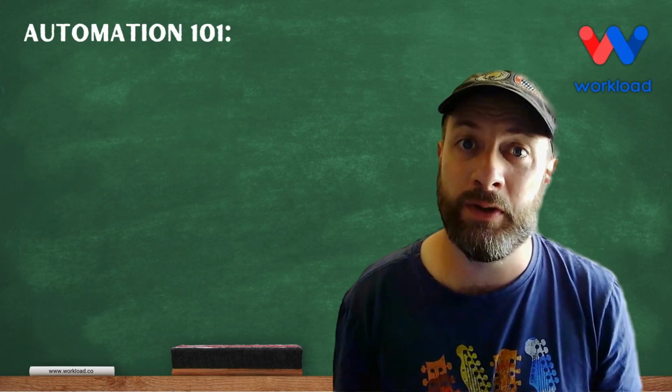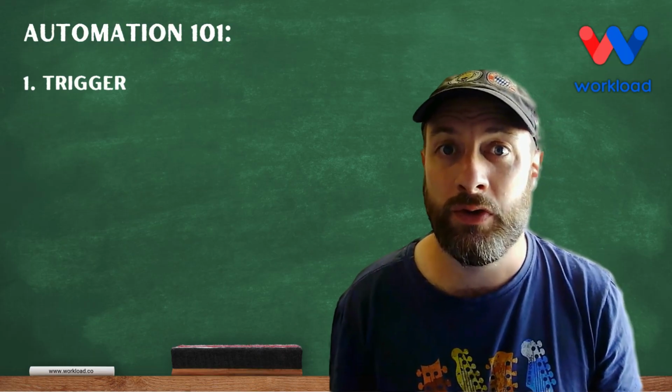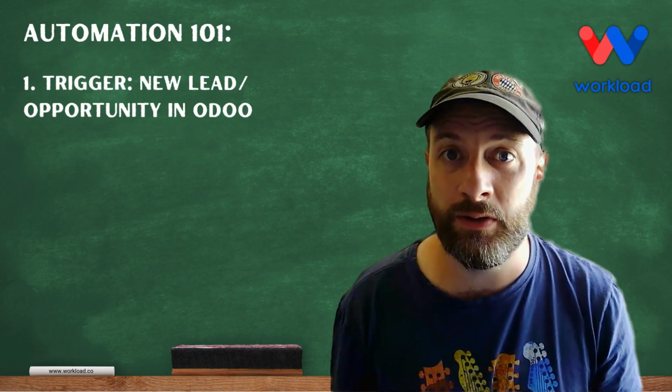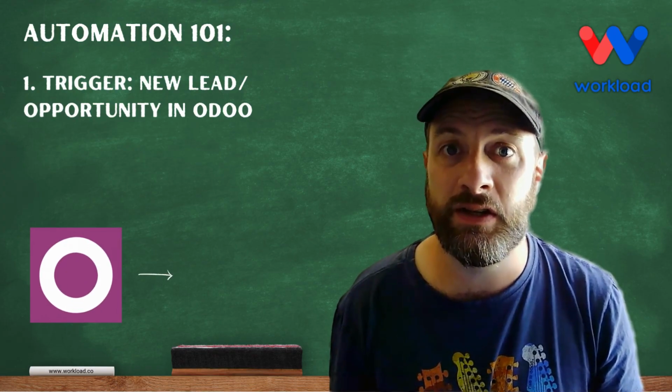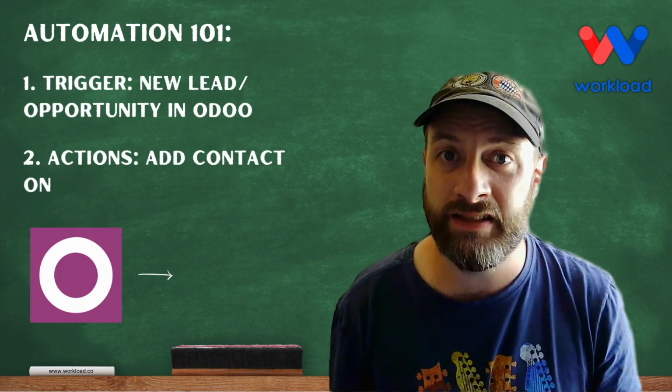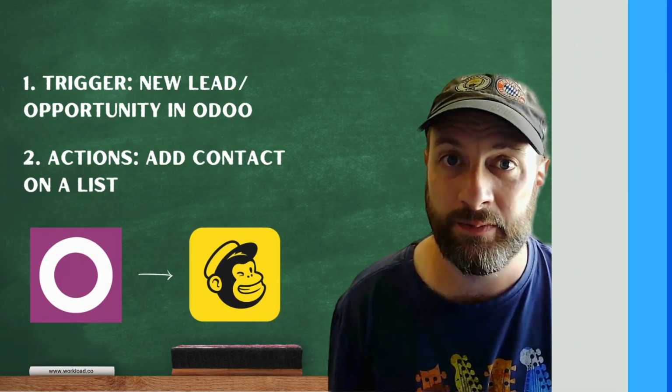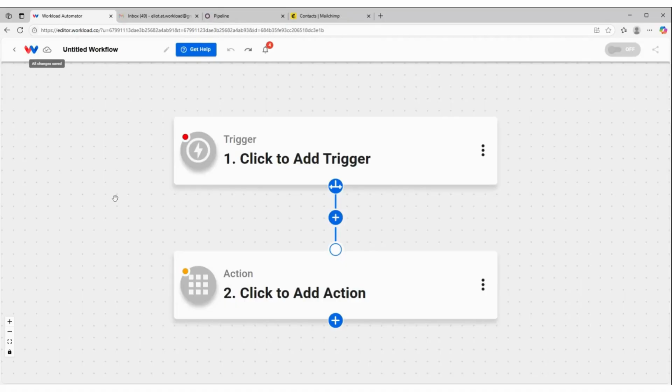In this video, we'll be building a workflow starting with a new lead or opportunity in Odoo. Then we'll be taking the information from that lead in order to add a contact on a list in Mailchimp. All right, let's build a workflow.